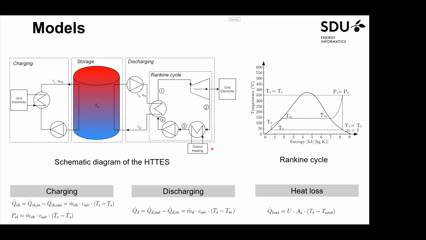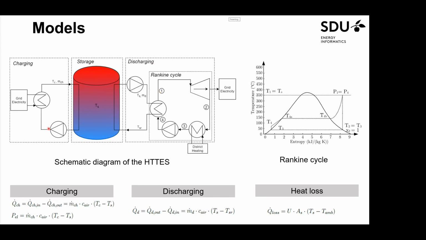This is the system that we developed and modeled. It consists of 3 parts: charging, storage, and discharging. In the charging process, the air is supplied by the fan and then heated by electricity, and the hot air is stored in this high temperature rock bed storage. During the discharging process, this high temperature air is used to exchange heat and heat up the water, which is used in the Rankine cycle to generate electricity.